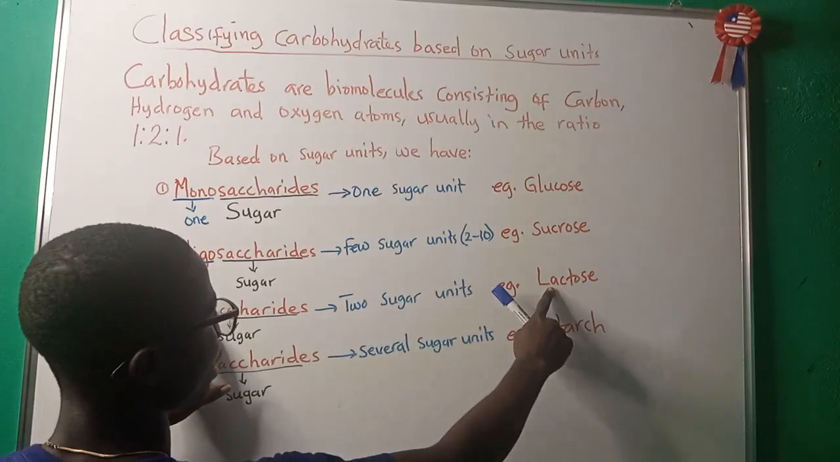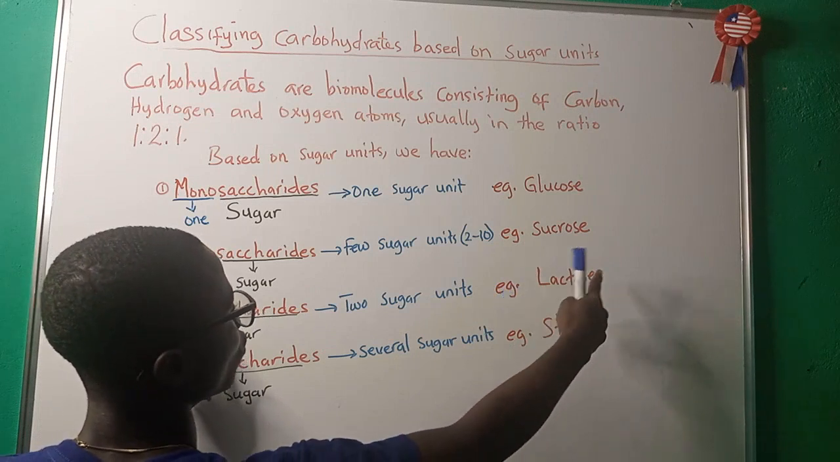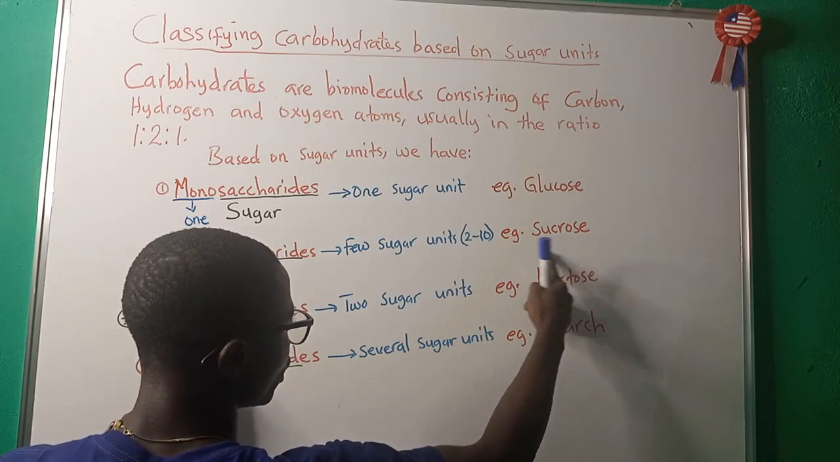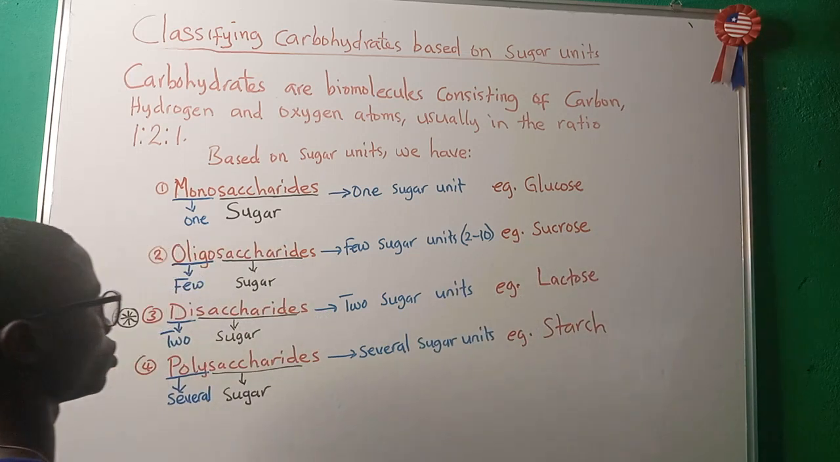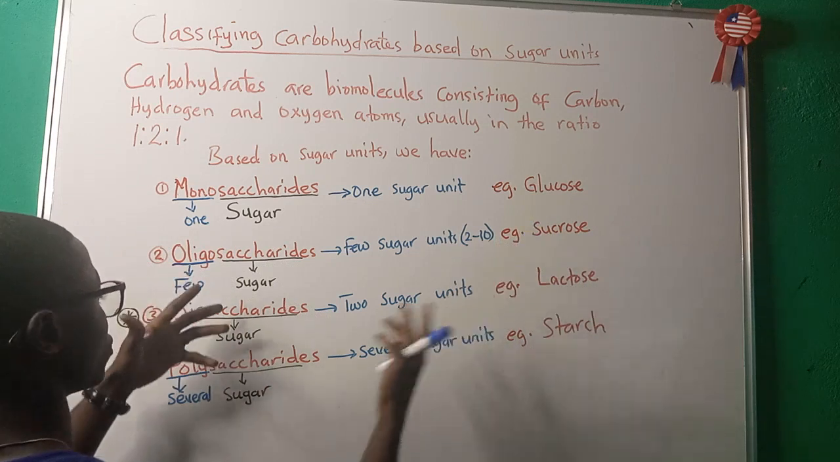Another disaccharide example is lactose. Lactose is a sugar that is present in milk. When you have glucose and galactose joined together, it gives you this disaccharide that we call lactose. So lactose is also an example of an oligosaccharide.